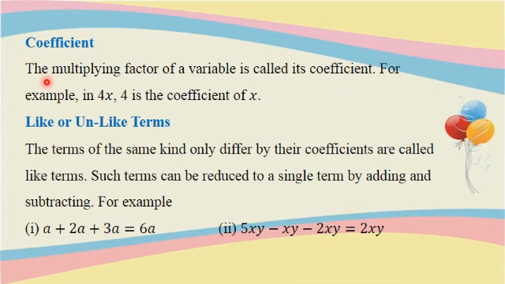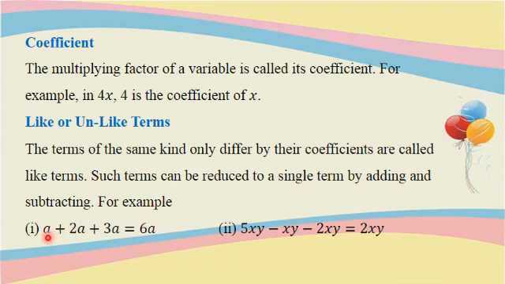Coefficient. The multiplying factor of a variable is called its coefficient. For example, in 4x, 4 is the coefficient of x. Like or unlike terms. Terms of the same kind that only differ by their coefficients are called like terms. Such terms can be reduced to a single term by adding and subtracting.